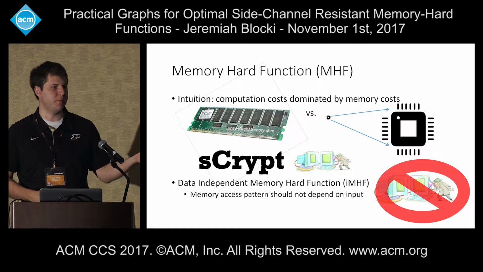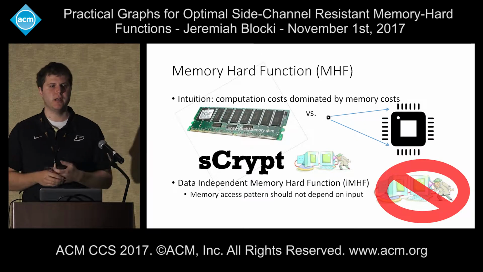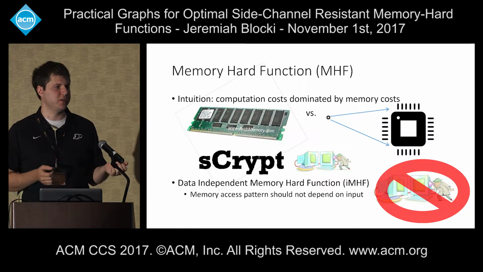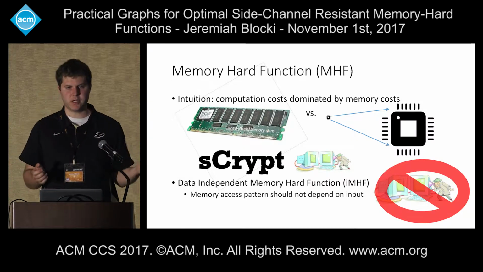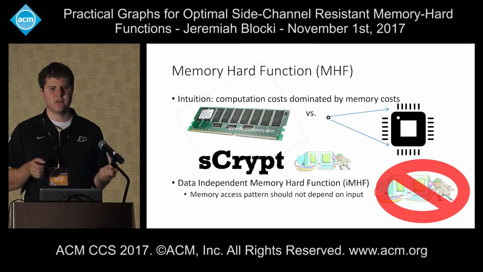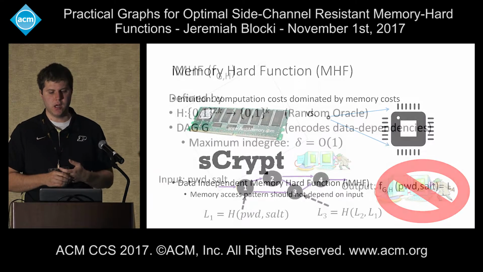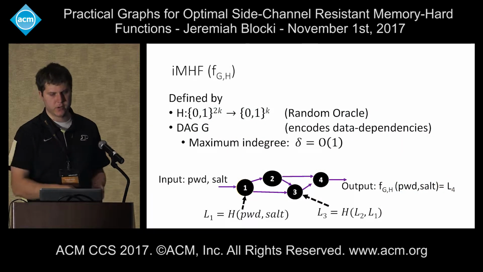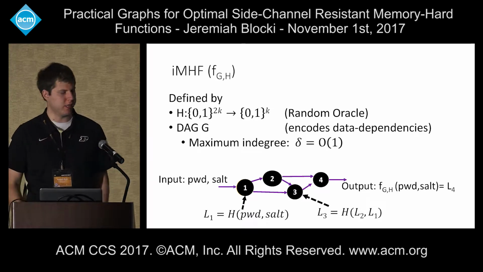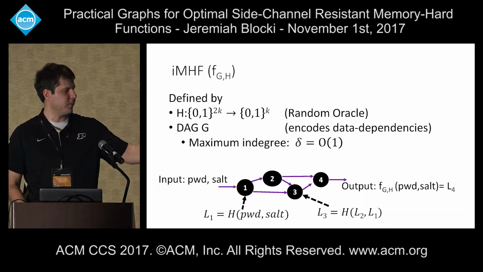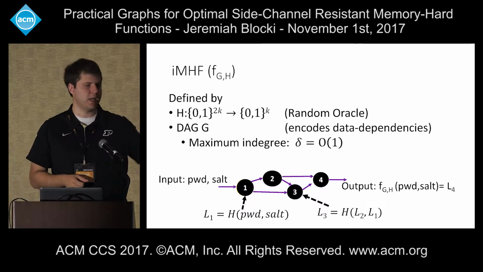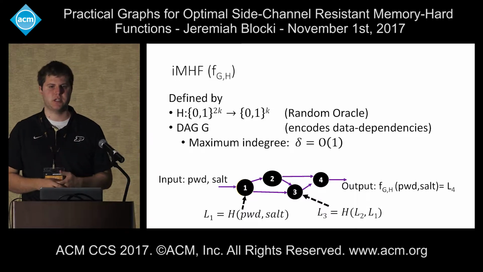So what is a data independent memory hard function? Formally, a data independent memory hard function is given by a directed acyclic graph G and an underlying compression function H. To compute this function, we start off with the first node, and the label of this node is the hash of the password and the salt, the input. The label of an intermediate node, take L3, is just the hash of its parents in this graph. So you take the label of node 2, append label 1, and hash it together, and that gives you label 3. And finally, the output of the function is just the label of the final node in this chain.